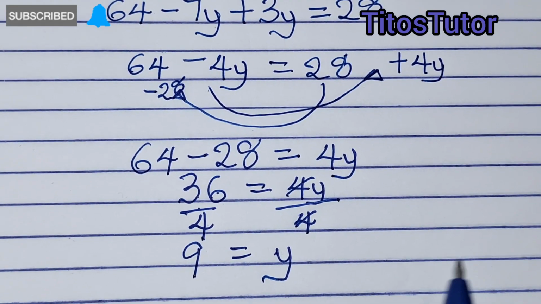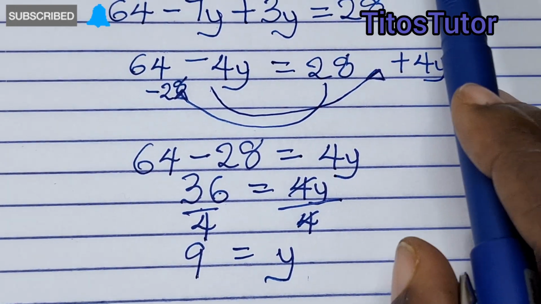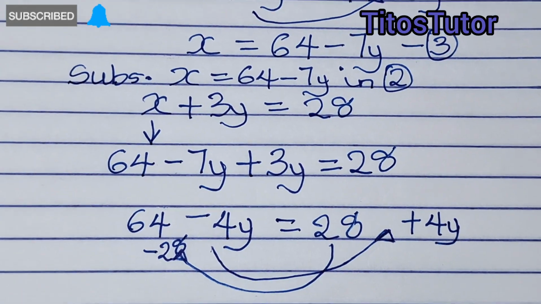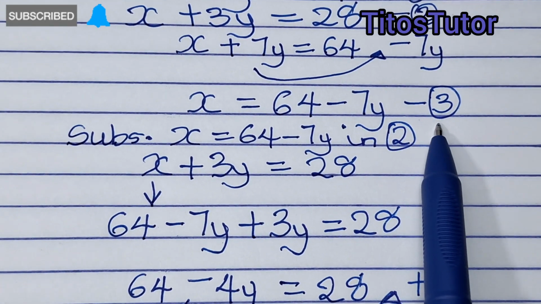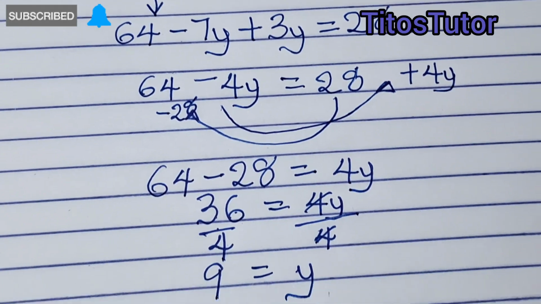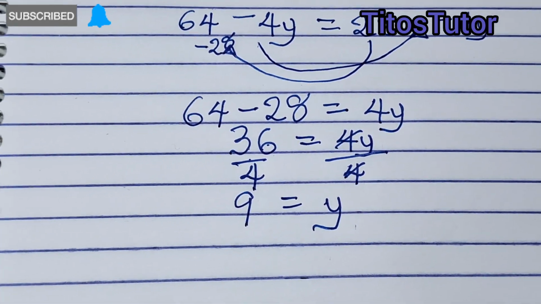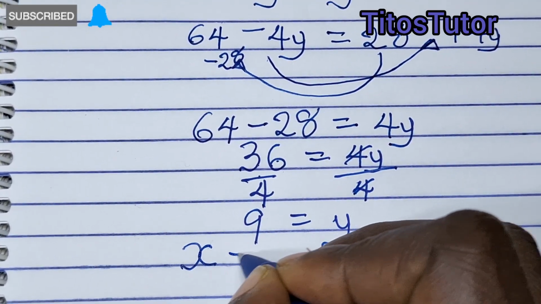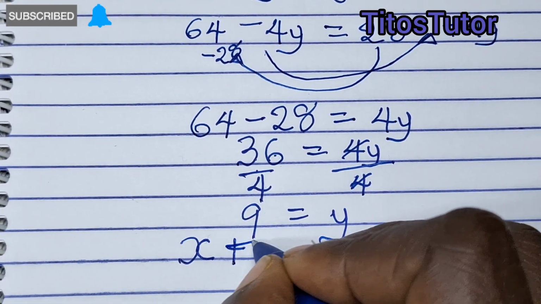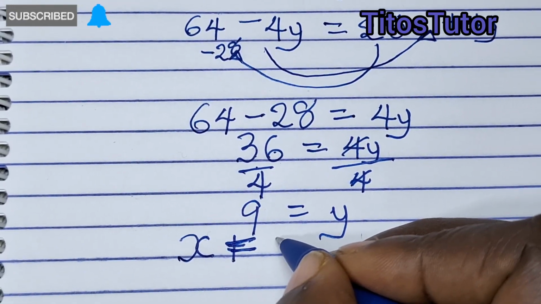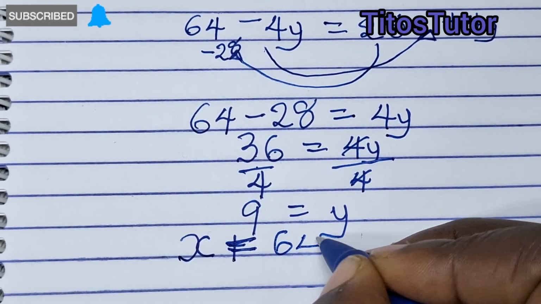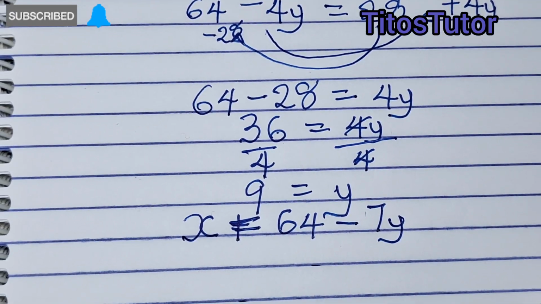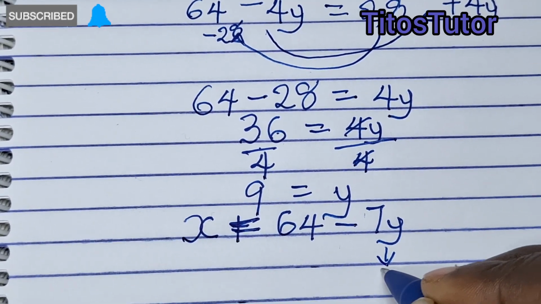So I can actually substitute y as 9 in equation 3. Because in equation 3, x is already standing on its own. So I'm going to write that equation 3 again and substitute for y so I can get my x value. So this is x equal to 64 minus 7y. This is my equation 3. So anywhere I see y, I'm going to put 9.